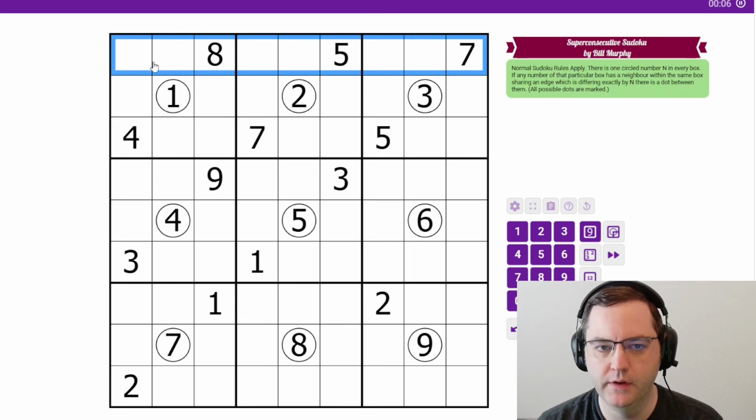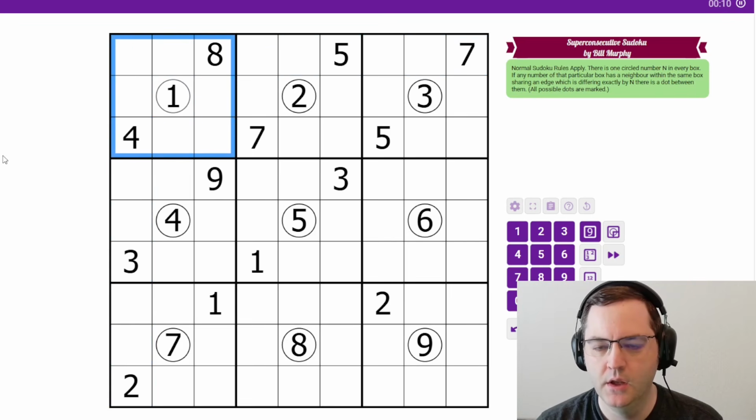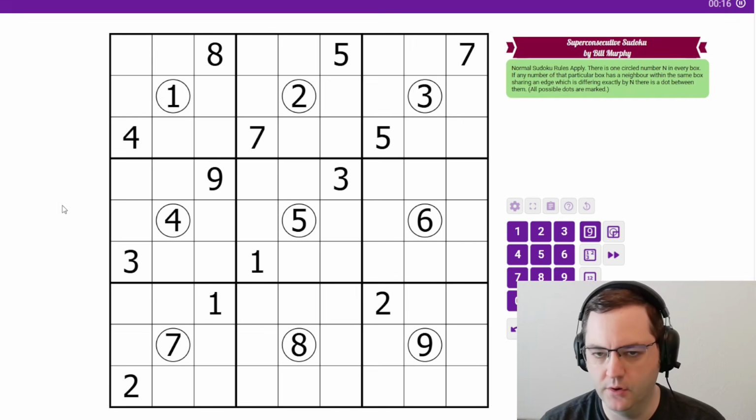Normal Sudoku rules, 1 to 9 in each row, column, and 3 by 3 box. Additionally, some of the numbers in the grid are circled. In this particular puzzle, Bill has given us all of the digits in those circles. So we already know what those are, we don't have to figure them out.